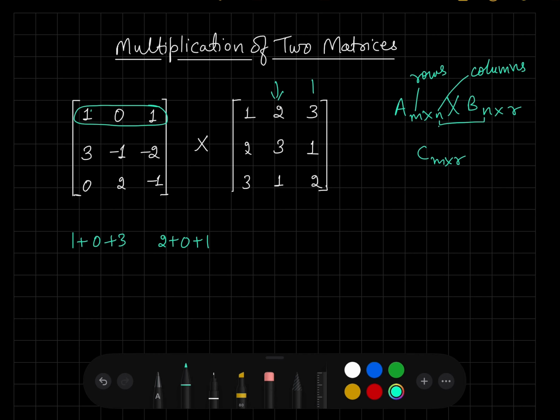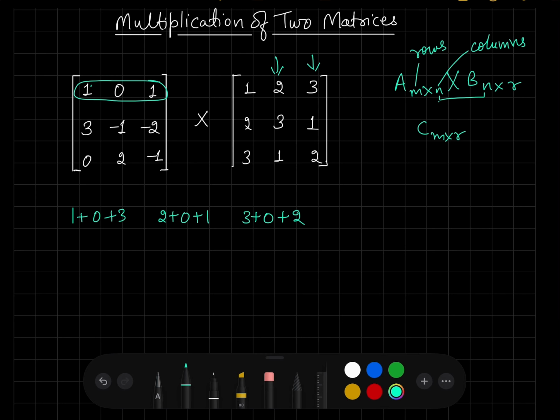Now I will multiply row 1 with the third column of the second matrix. So 1 times 3 plus 0 times 1 plus 1 times 2. So this is how we got row 1 of our resultant matrix. Next we will take the second row and the same procedure we need to do.